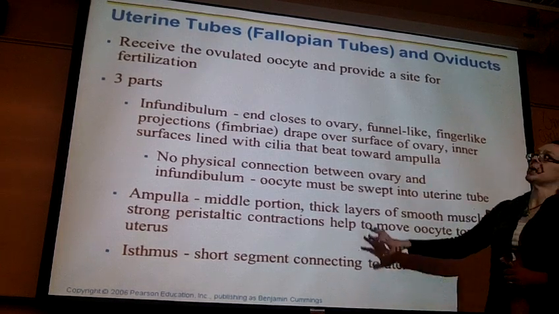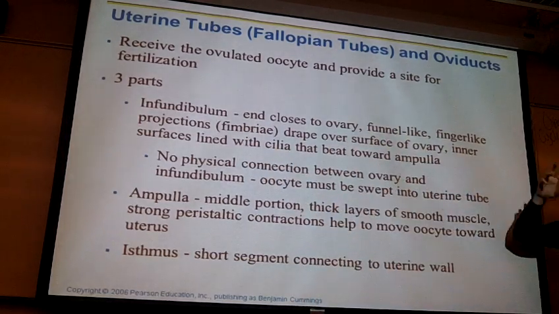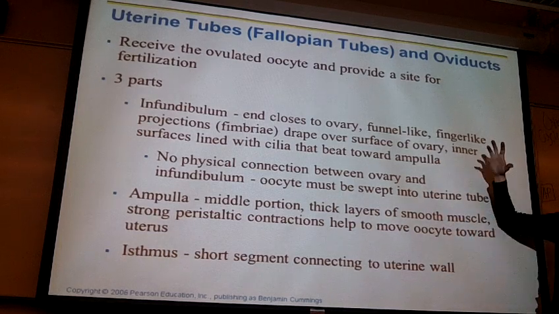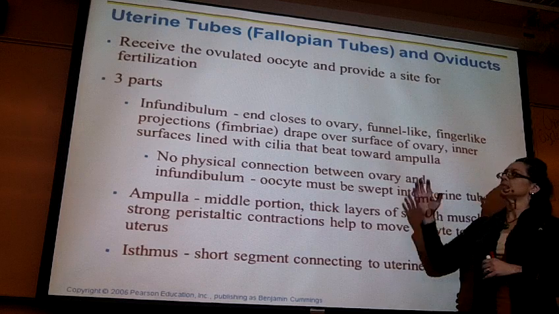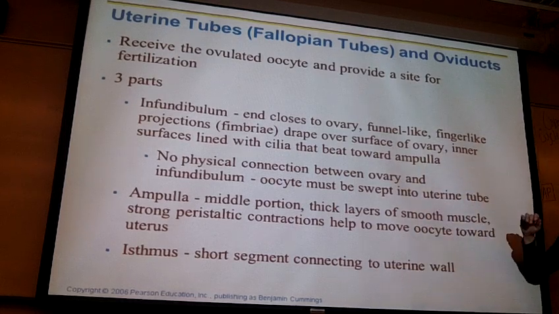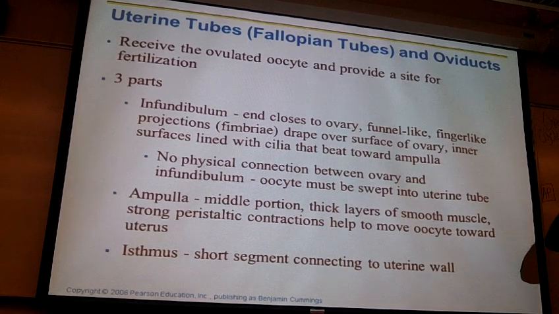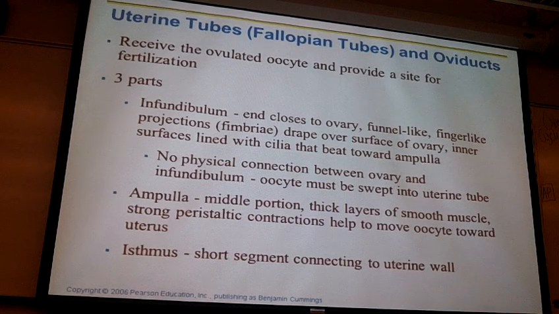There's different parts of the uterine tube. The infundibulum is going to be the part that's closer to the ovary. The fimbriae are going to come off of the infundibulum and drape over the ovary. And again, the fimbriae are the finger-like projections. They're going to be lined with cilia. And right about 12 hours before ovulation, those cilia are going to start to beat. And when that oocyte is released, the cilia beating is going to help sweep that oocyte up into the infundibulum of the fallopian tube and then propel it towards the uterus.